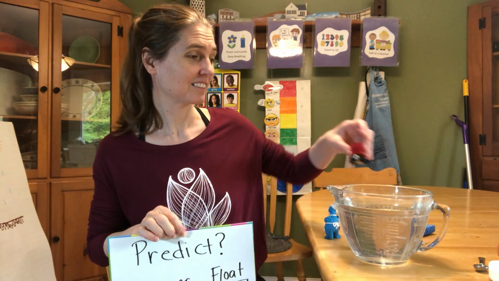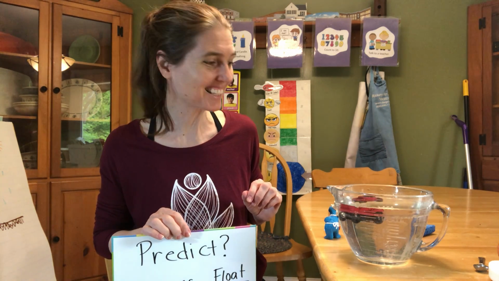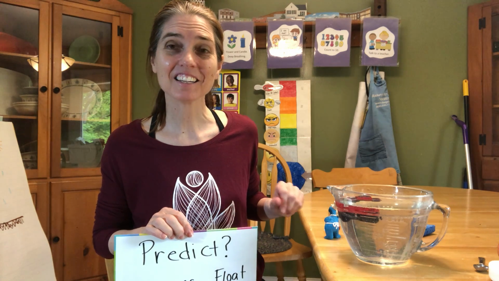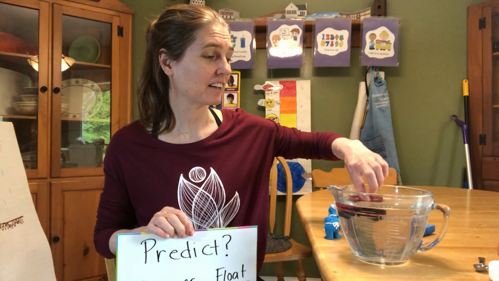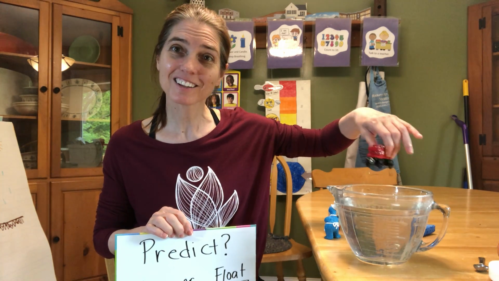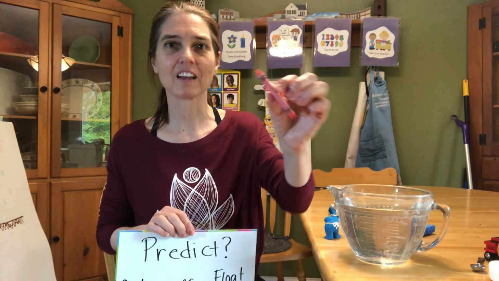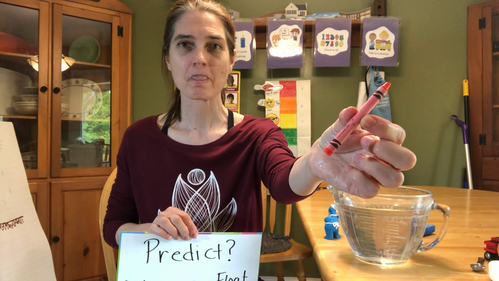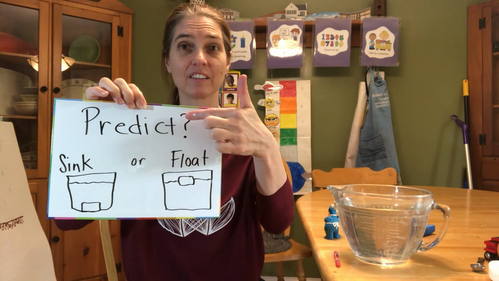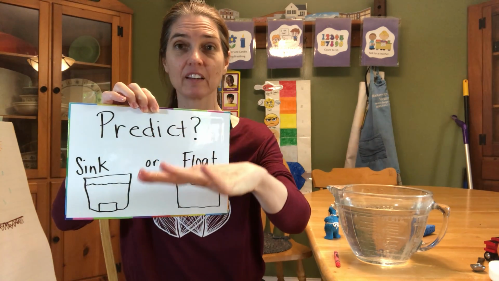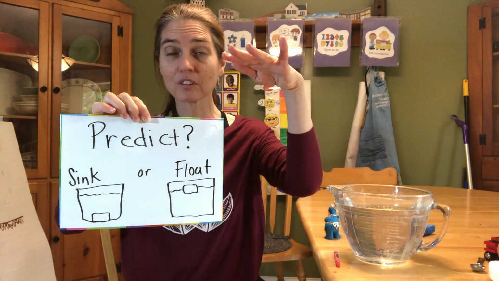Let's find out. Here it goes. What is it doing? It is floating. Look at all that water underneath the train. The train, the caboose, floated at the top. Okay, let's do this next. What is this? It's a crayon. Do you predict that the crayon will sink to the bottom? Or do you predict the crayon will float at the top?